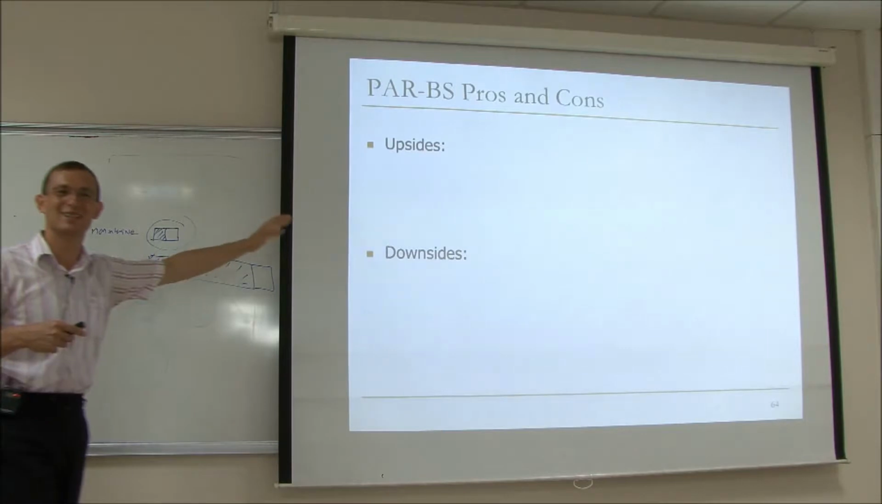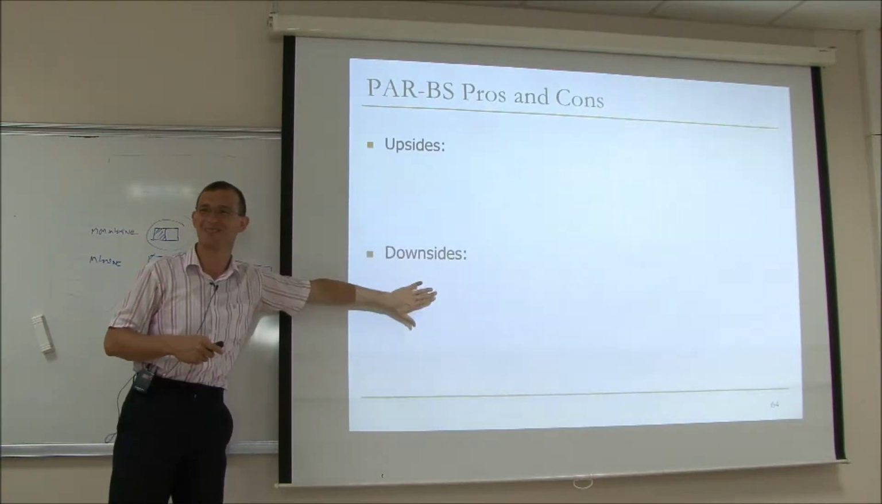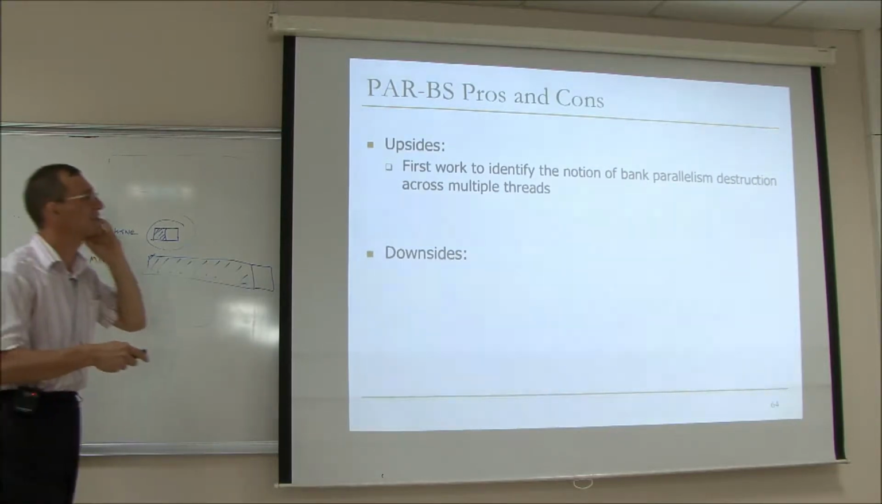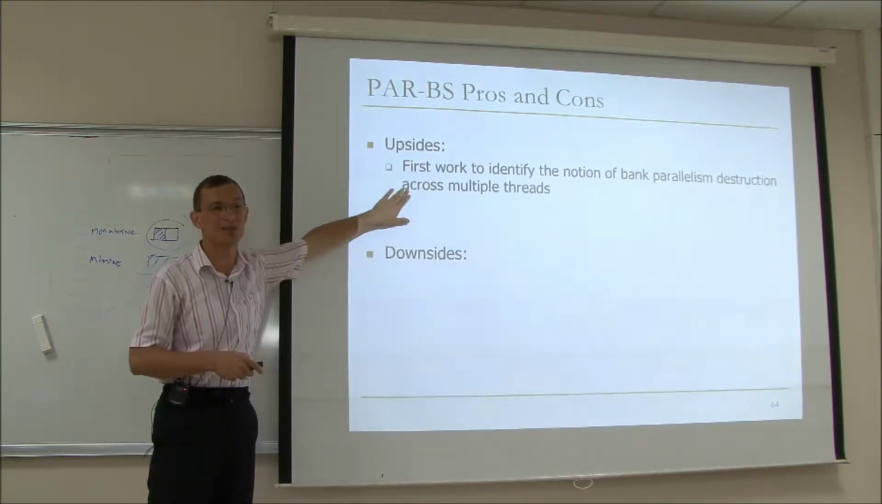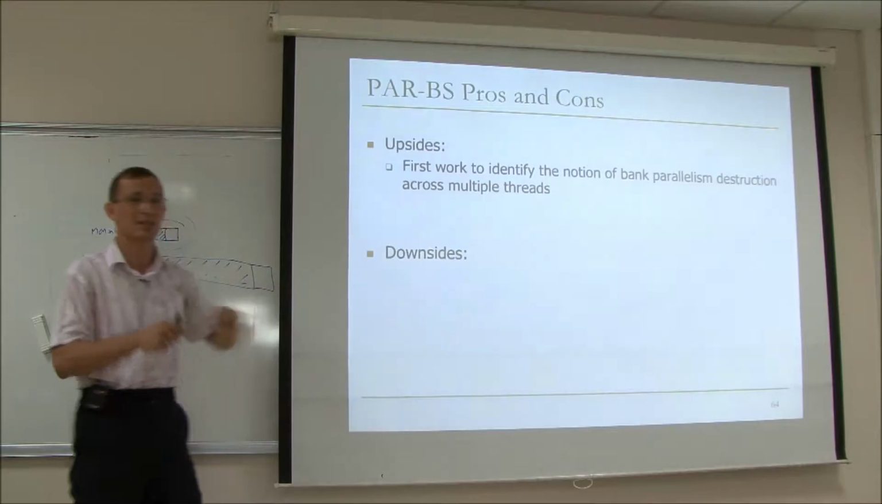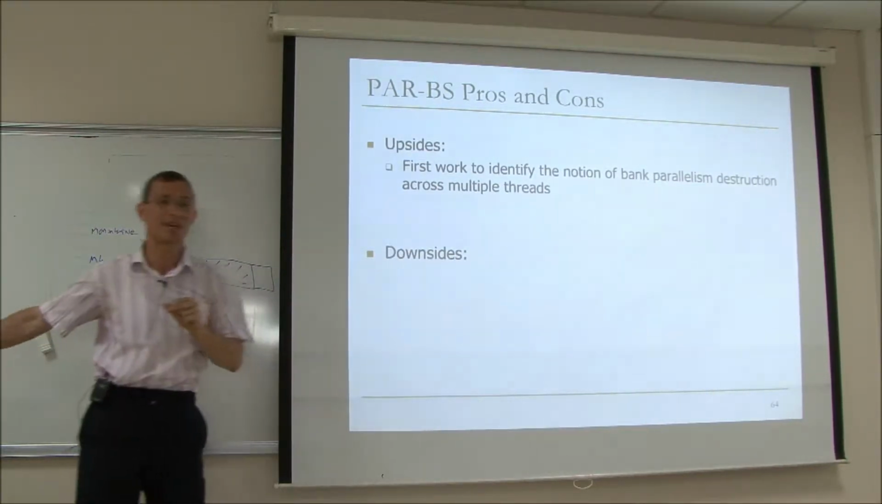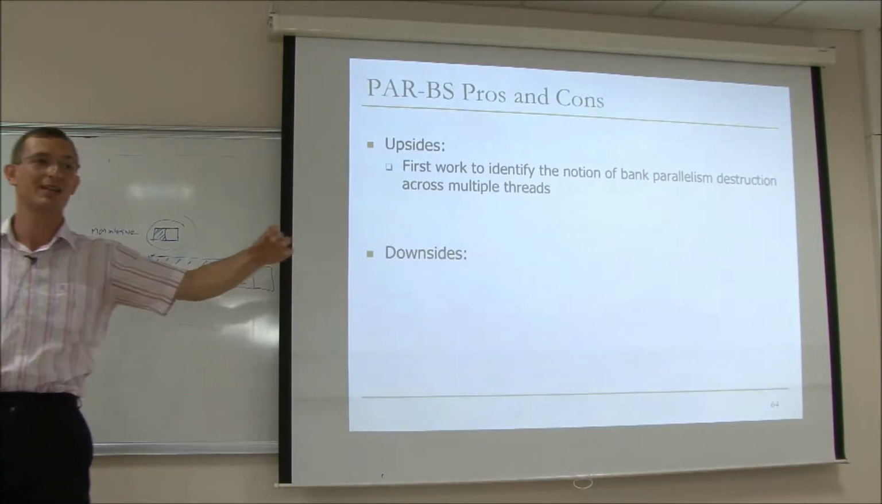This is a good exam question, by the way. But the upsides of this is, this identifies the notion of bank parallelism destruction across multiple threads. I think that's the interesting part. You have bank level parallelism destruction that serializes the requests of a thread. And this becomes much higher as you add more threads and more banks into the system.